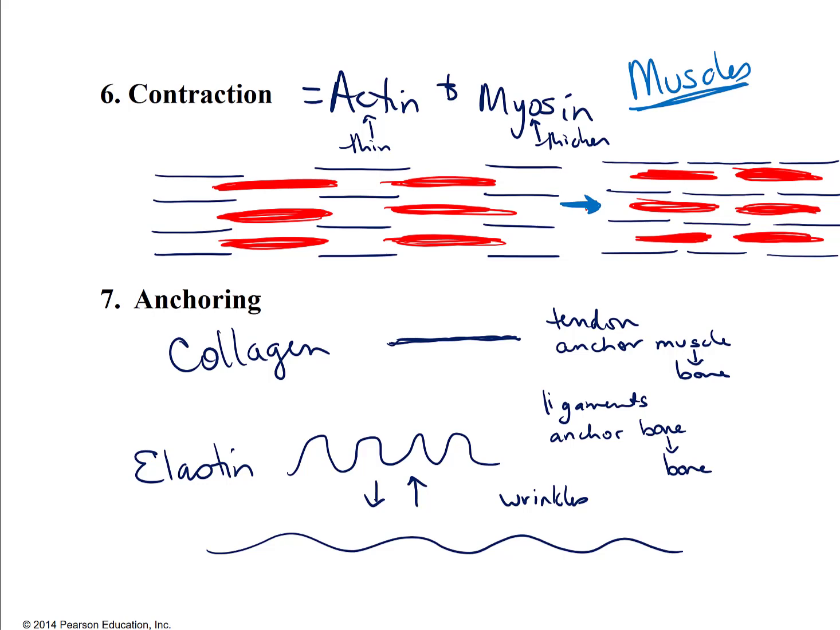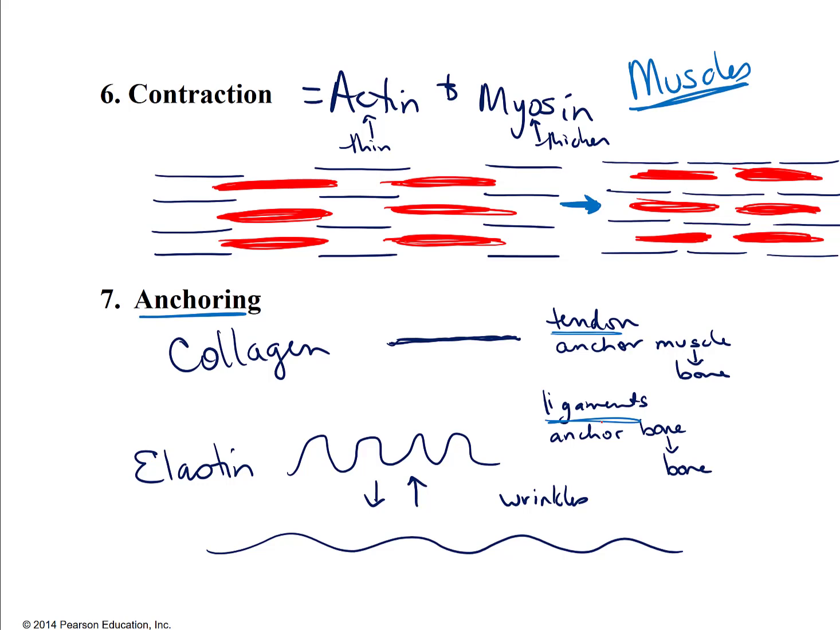Seven, collagen. It's the anchor. When I think about fibrous proteins, I always think about collagen because it looks like a string, like thread. Good example of this, your tendons and ligaments. Tendons anchor muscles to bone, ligaments anchor bone to bone. So you can think of it like it ties this to this.